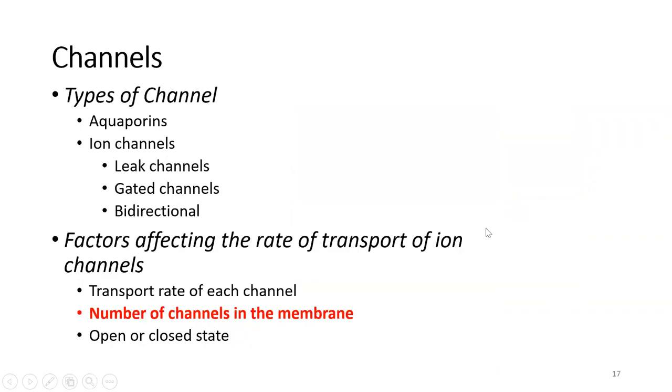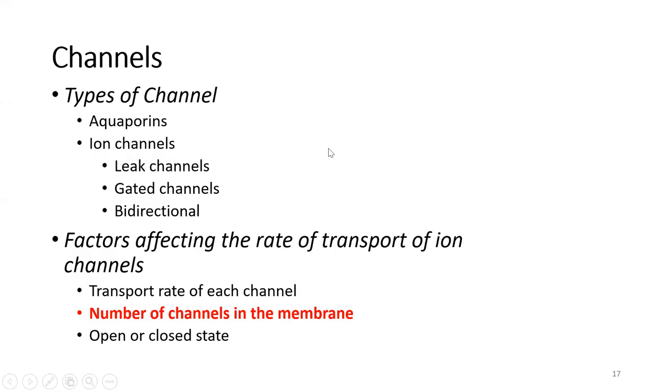So examples of channels can be aquaporins. Aquaporins specifically transport water. Remember, water is polar. It's not going to go through that lipid bilayer, so the membrane is not going to be permeable to water. So to get water into or out of the cell, we need an aquaporin channel, which is specific to movement of water. Other types of channels are ion channels.